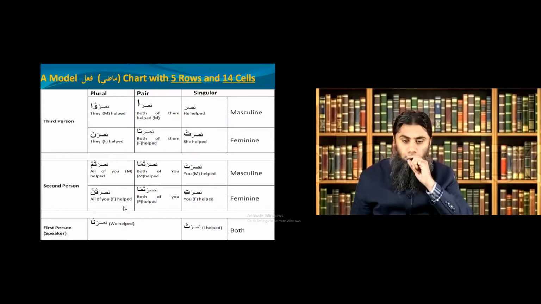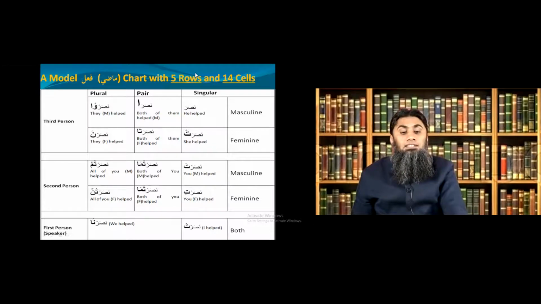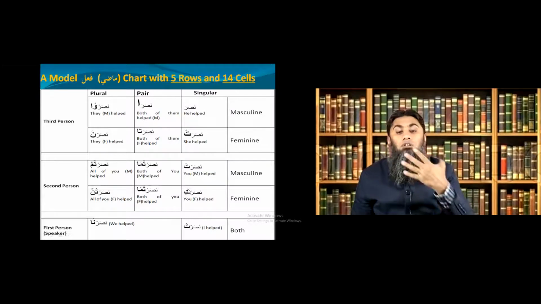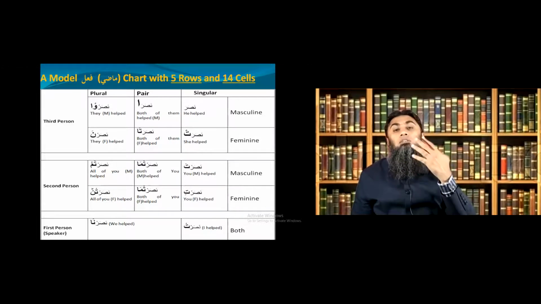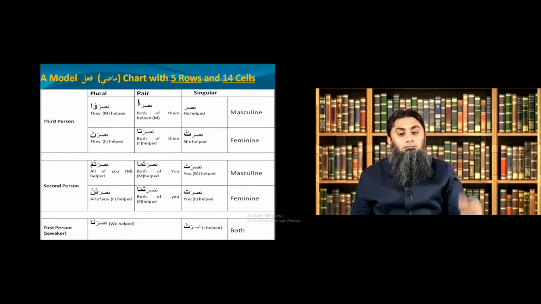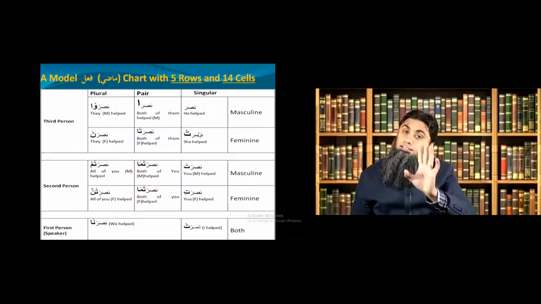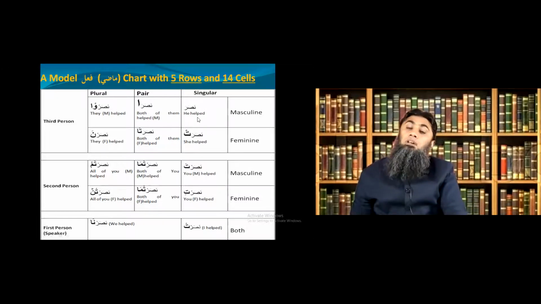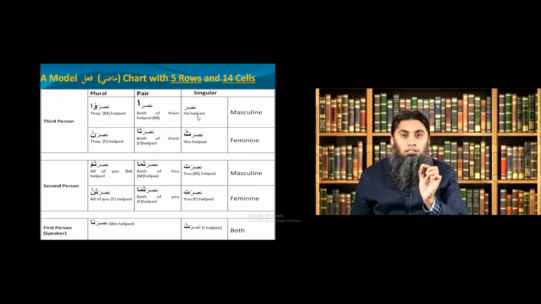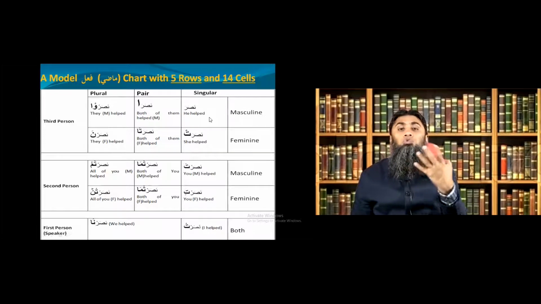Clear? Now, Nasara is just taken as an example. It could have been any word, for example, Hamida, he praised. Nasara, he helped. Daraba, he hit someone. Now, Nasara is just an example. Remember this point. It could be any word as an example. So you remember I said before that by default, the built-in doer is he. So Nasara is the starting point. He helped. Because Nasara, these root letters noon, sad, ra, have the meaning of helping someone.